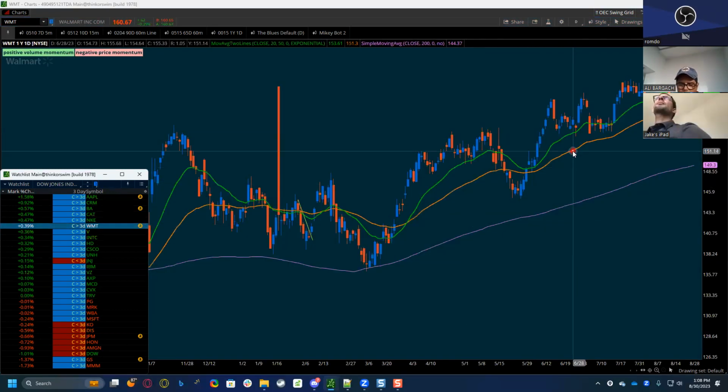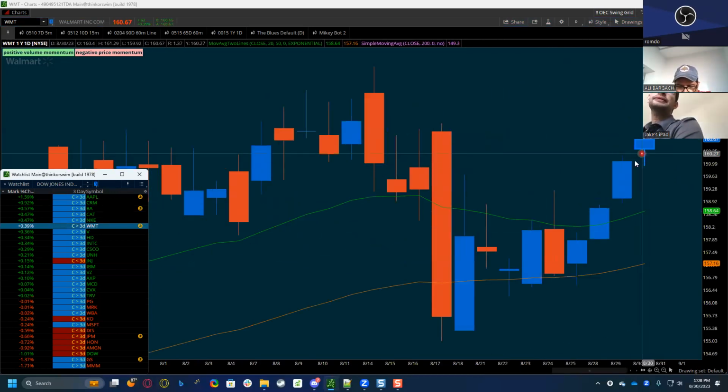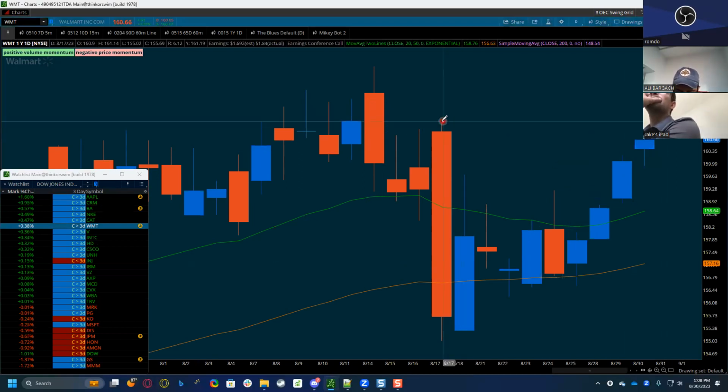All right, Walmart. We have a catalyst, and even though that gap is filled, it's okay because the gap is there, and we're already back above the open. So we opened gapped up at 160. We fell all the way down here, and then we ran all the way back up. So that's pretty good. The number one thing that stands out to me right here is this unfinished business.